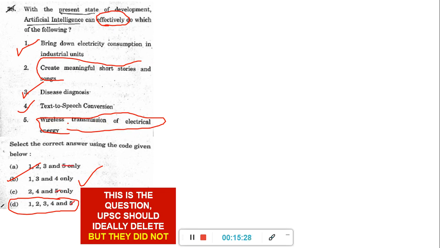But the problem is that when you make 5 wrong, 2 also becomes wrong. But for 2, creating meaningful short stories and songs, if you Google it, there are news items where this is possible by artificial intelligence. So why this is wrong, we have no idea. Maybe UPSC made a mistake, or maybe it is because of the word effectively, that effectively it cannot be done. Any one reason, 2 and 5 are told to be wrong by UPSC.